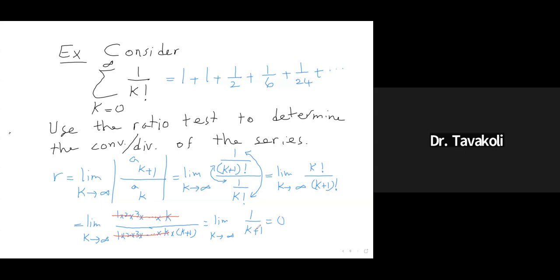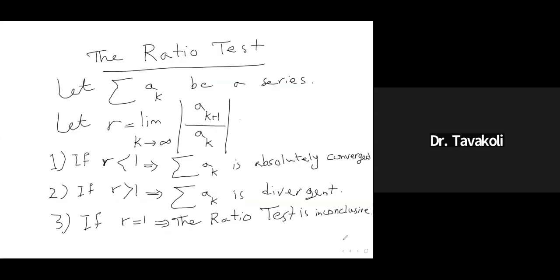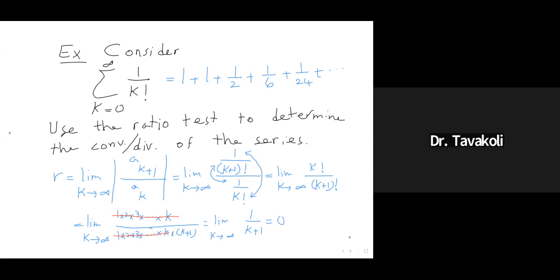Let's look at the ratio test. The ratio test says that if I get something less than 1, the series is absolutely convergent. So I got 0, and 0 is less than 1. So by the ratio test, the series is absolutely convergent.